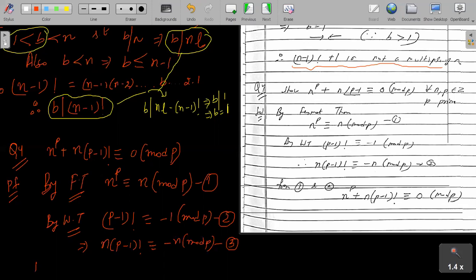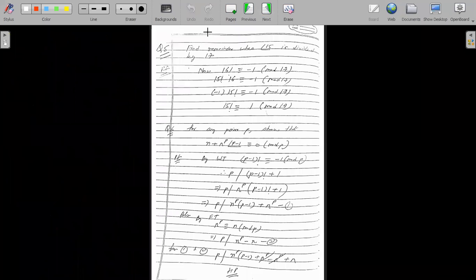So you see, if you add the first and third equation, what will you get? n raised to power p plus n into p minus 1 factorial is congruent to 0 mod p. Beta, is it clear? Yes, ma'am. This is what we had to prove. Okay.